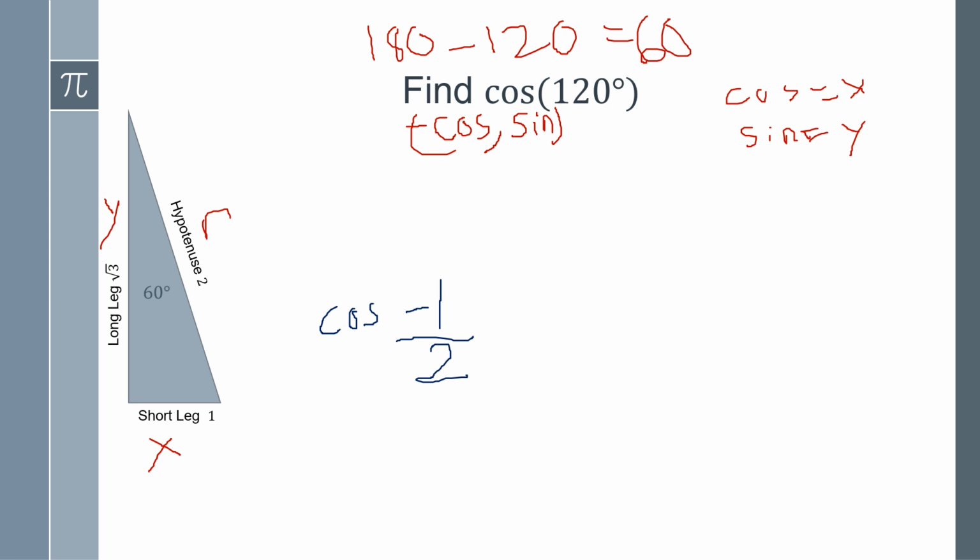Or if you wanted to, you could have just said 1/2 and be like, oh, but it asked me for cosine, so that means that cosine is negative. So guess what? There we are. And guess what? There you are. All right?